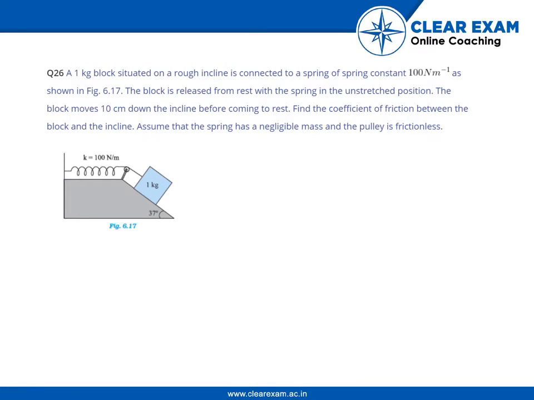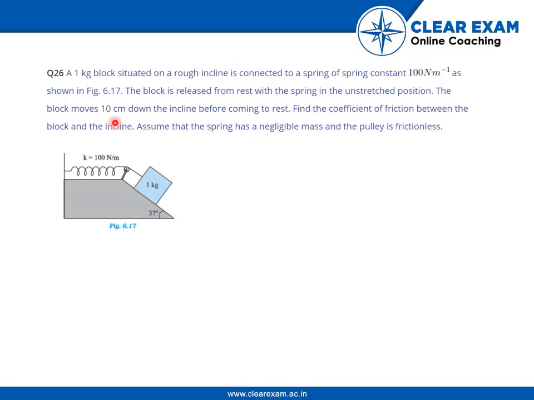Welcome back. The question is, a 1 kg block situated on a rough incline is connected to a spring of spring constant 100 Newton per meter as shown in the following figure. The block is released from the rest with the spring in the unstretched position.